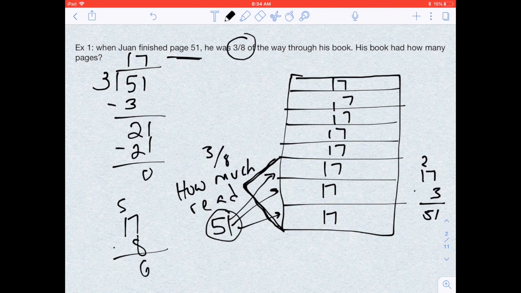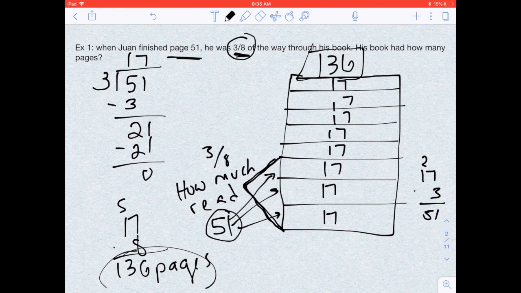1 times 8 is 8, plus my 5. I should get 136 pages. So 136 pages is how long his whole book is. And that makes pretty good sense, because 3/8 is a little less than half, right? So this would be a number that I would expect would be a logical answer. Now, if it were smaller than 51, I would know that that is not going to work. But it looks like this answer is reasonable.